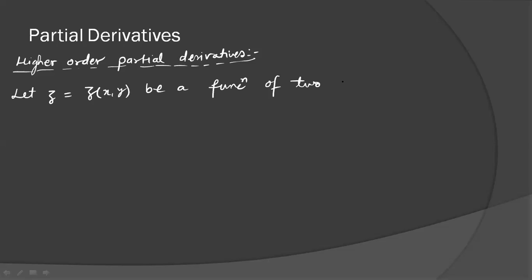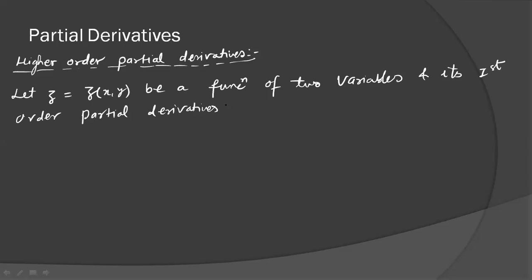Function of 2 variables and its first order partial derivatives. What are the first order partial derivatives? That was del z over del x and del z over del y exists at all points. Important is at all points in the given domain, whichever domain is given.